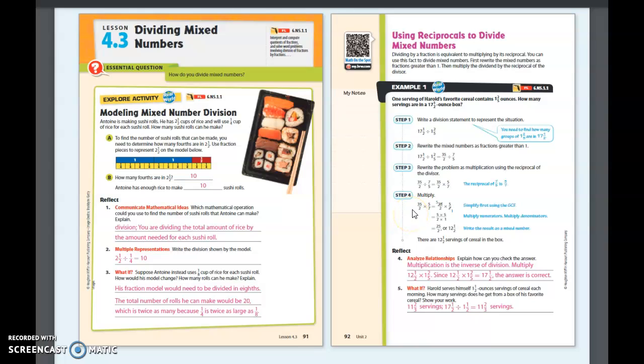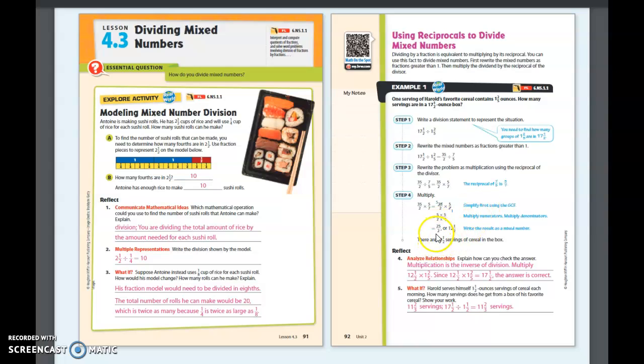They're suggesting that when you multiply 35 times 5 and 2 times 7 going across, that you actually simplify first using greatest common factor, because 7 can go into 35 5 times, and 7 can go into itself 1 time. So now I'm just multiplying across 5 times 5, which is 25, and 2 times 1, which is 2.